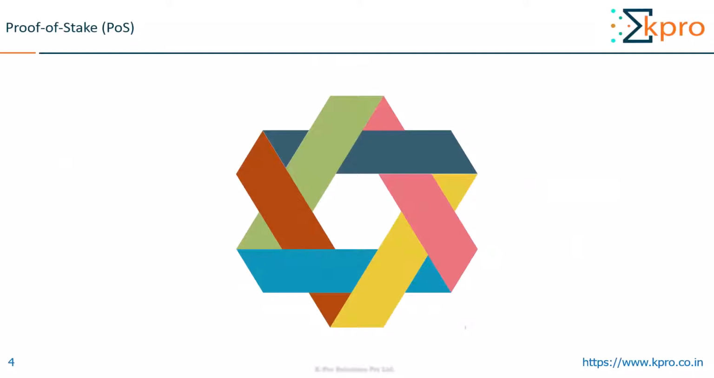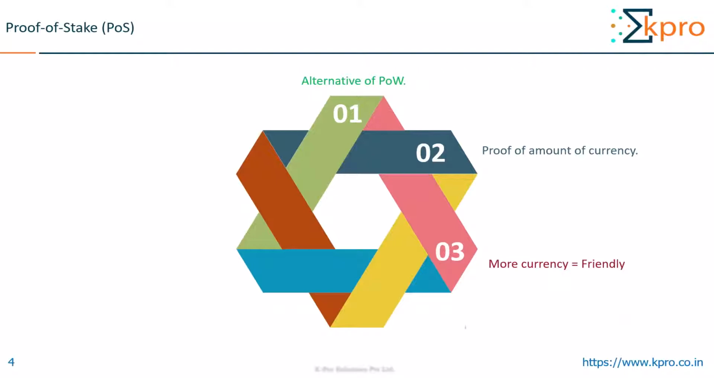Next, let us see what proof of stake is, or what this proof of stake consensus mechanism is. Proof of stake is an energy-saving alternative to proof of work. Here the miners need to prove the amount of currency they own. It is based on the belief that people with more currency are less likely to attack the network. But this mechanism is unfair because the richest dominate the network.